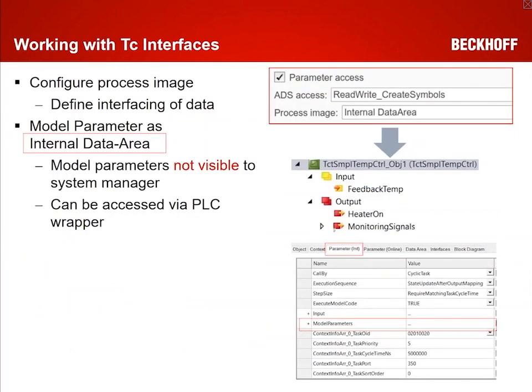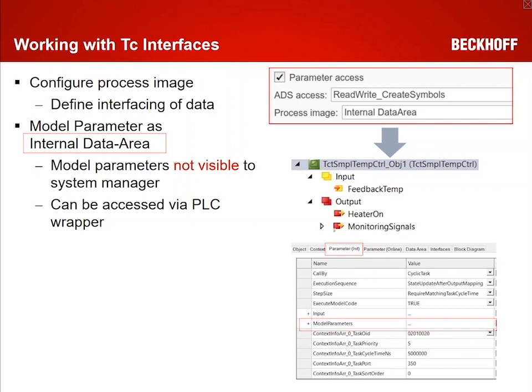Let's have a look at the process image tab, all these possibilities that you have here. In this example, I will go through different settings for the parameter access. So for example, you can define the model parameters as internal data area. Internal data area is the default for all groups, but not, of course, for inputs and outputs.